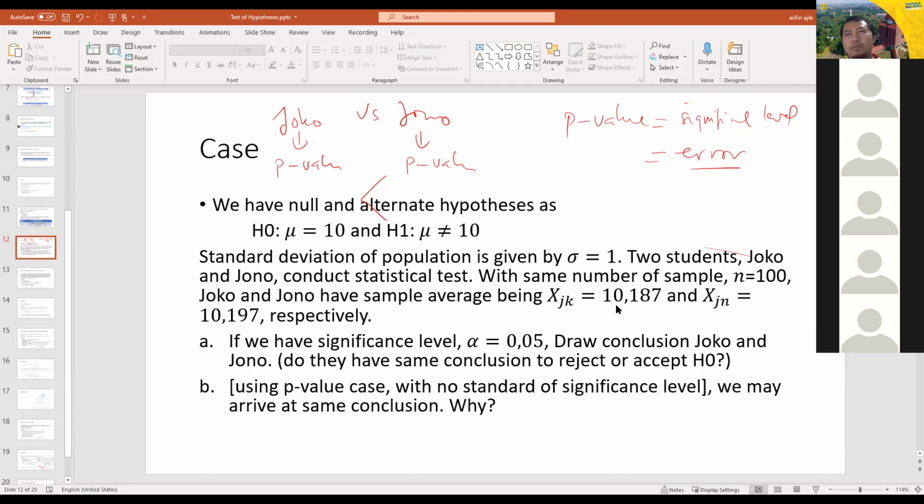But Jono's gap from the average is bigger than the gap between the average and Joko's value. But why do we choose Jono? I mean, Jono has the bigger error, right? Compared to Joko, Jono has a bigger error.